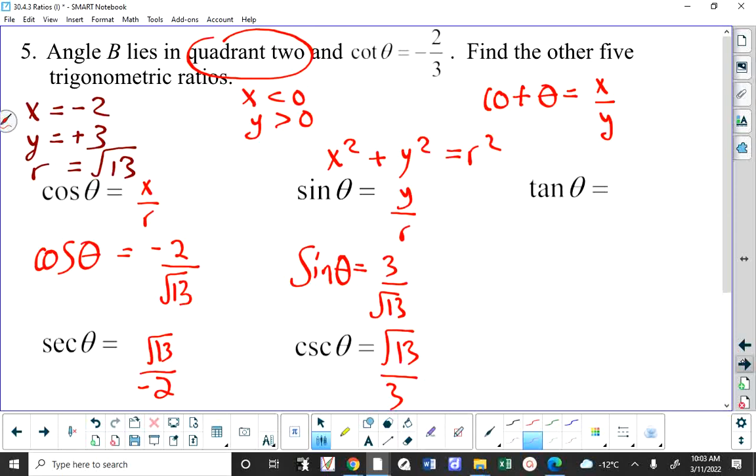And finally, for tangent, we don't have to explore this in any great detail because we were told what cotangent was. We don't have to say tangent is y over x. All we have to do is say tangent is the reciprocal of cotangent, so we flip cotangent over.